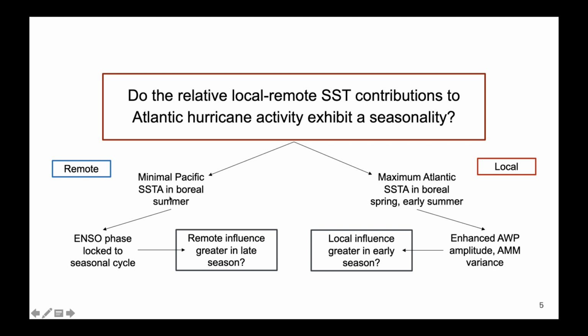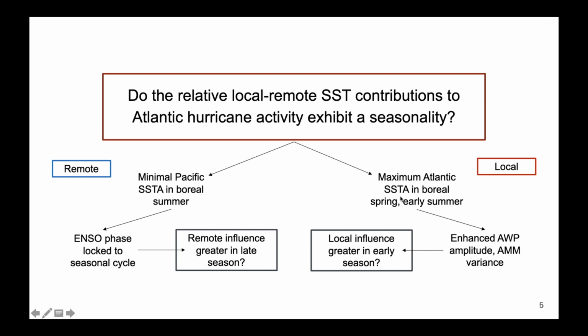Remotely, ENSO exhibits a strong phase locking to the seasonal cycle, with minimum SST anomalies in the Eastern Pacific found during boreal summer, and they typically increase to a maximum around November, December. Meanwhile, locally, SST anomalies in the tropical North Atlantic tend to peak in boreal spring, early summer, coinciding with the increase in the Atlantic warm pool amplitude, as well as the maximum of the Atlantic meridional mode variance. And this reaches a crescendo in September.